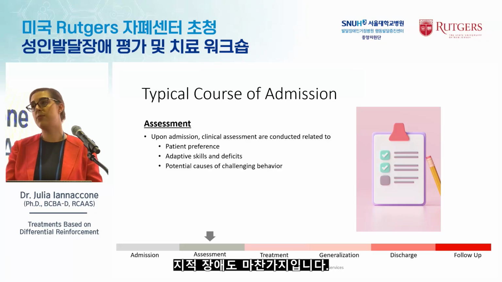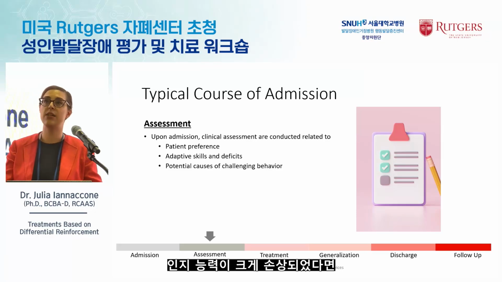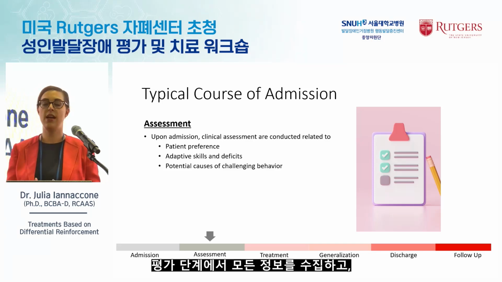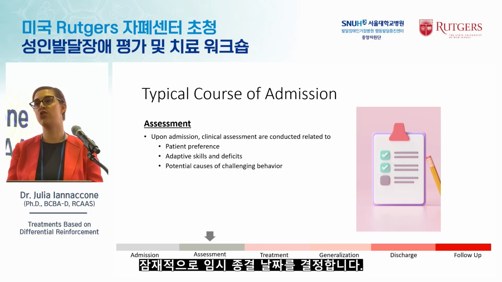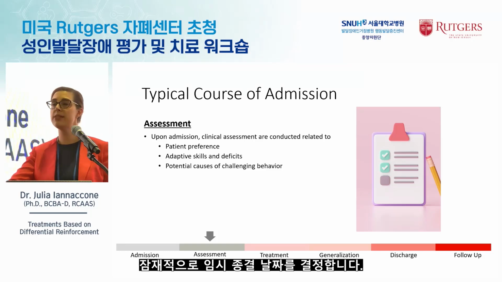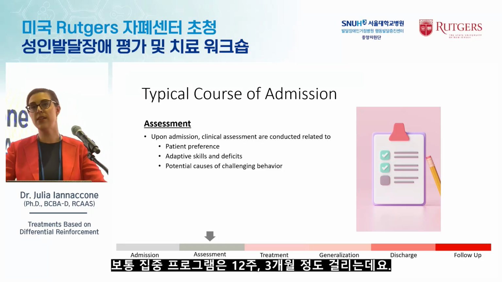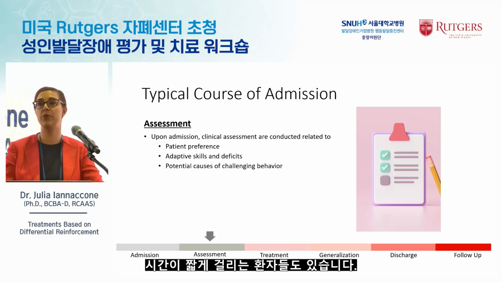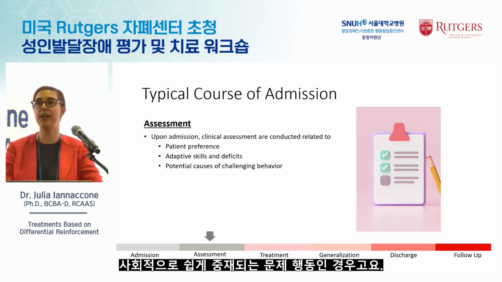Same with intellectual disability. If they're very, very cognitively impacted, the admission might take a little longer. So during the assessment phase, we gather all of this information, and we come up with a tentative discharge date. We usually say the average admission is about 12 weeks, which is 3 months for the intensive admission. But that's just a very, very rough estimate. We have had patients who required less time. They had pretty easy socially mediated problem behavior.